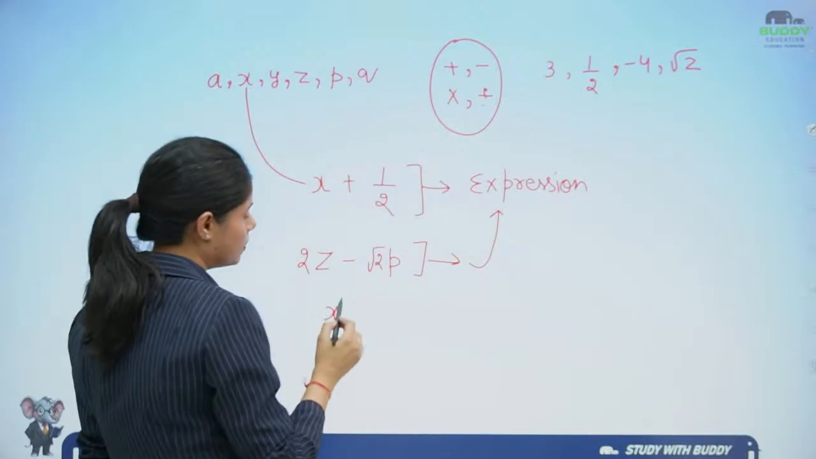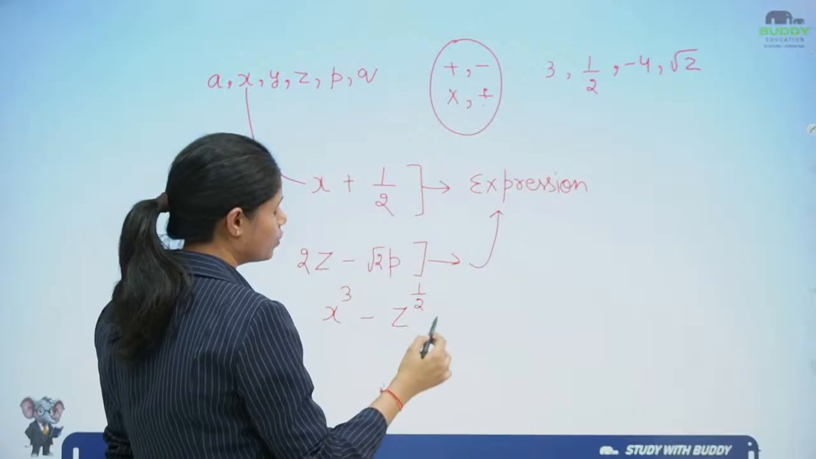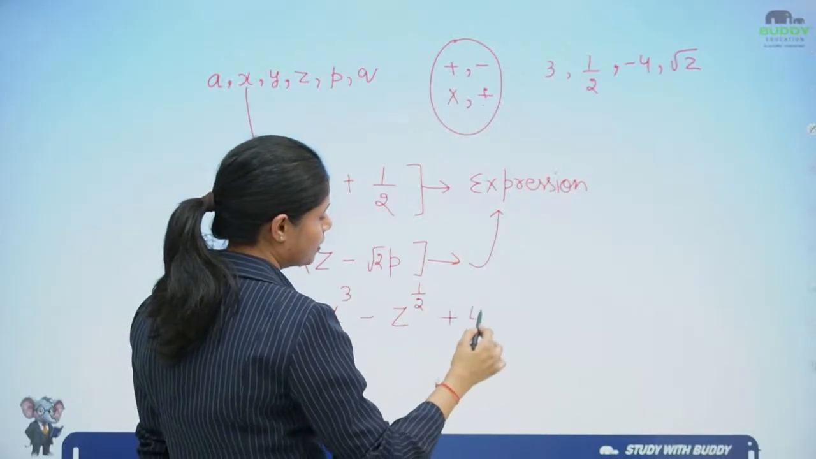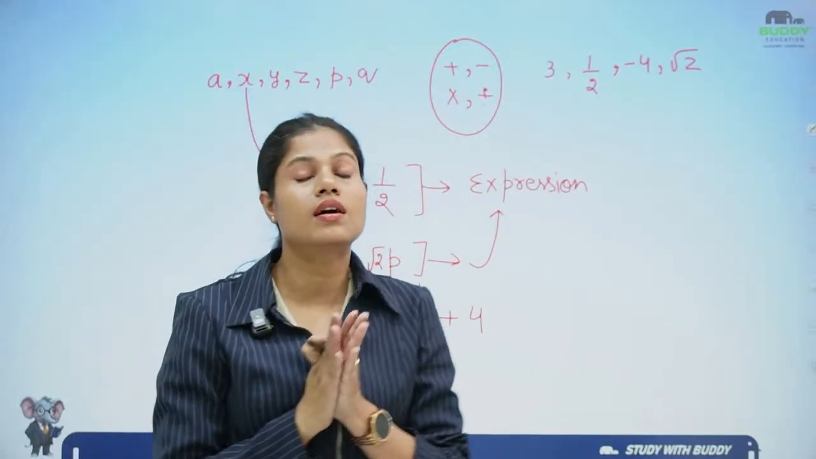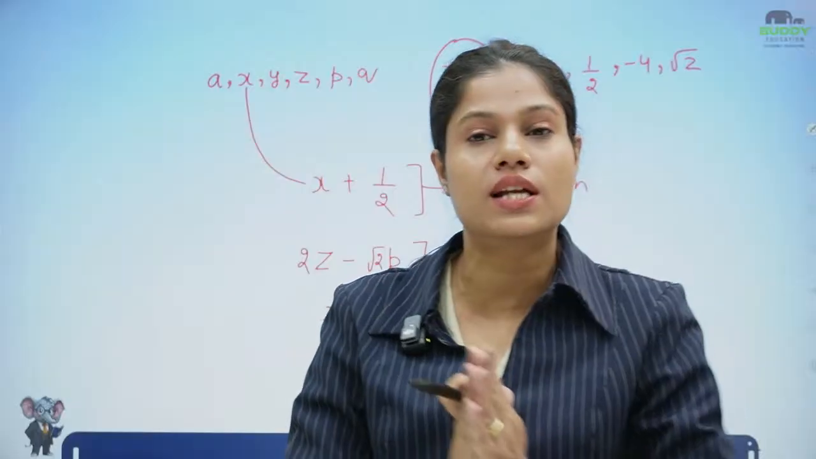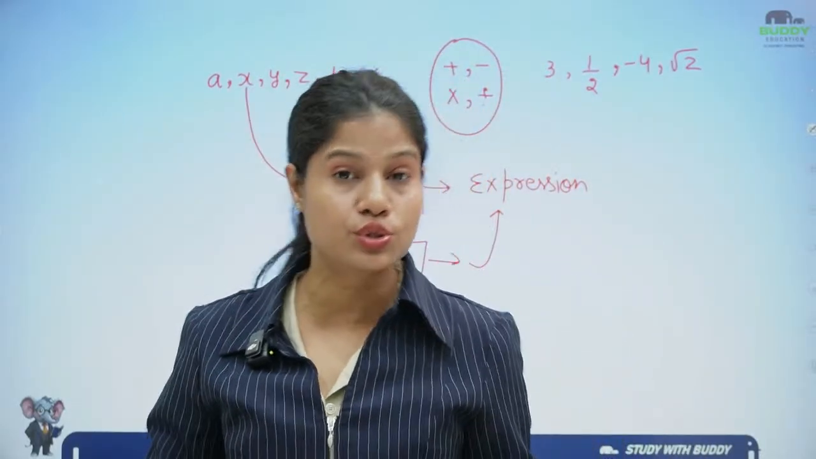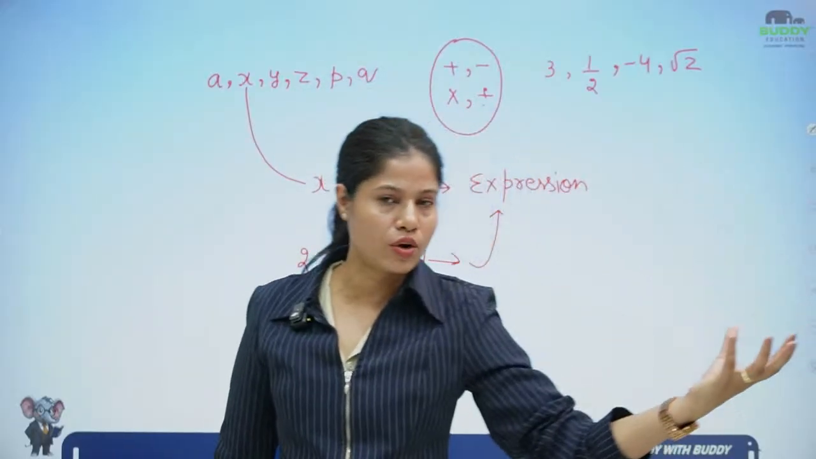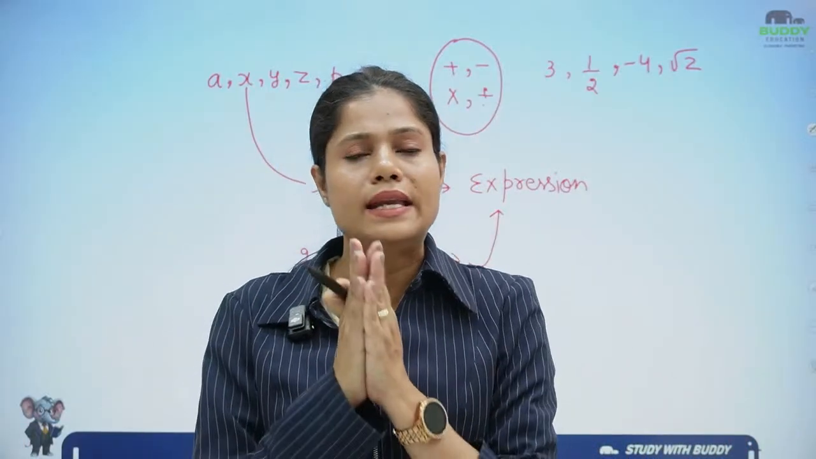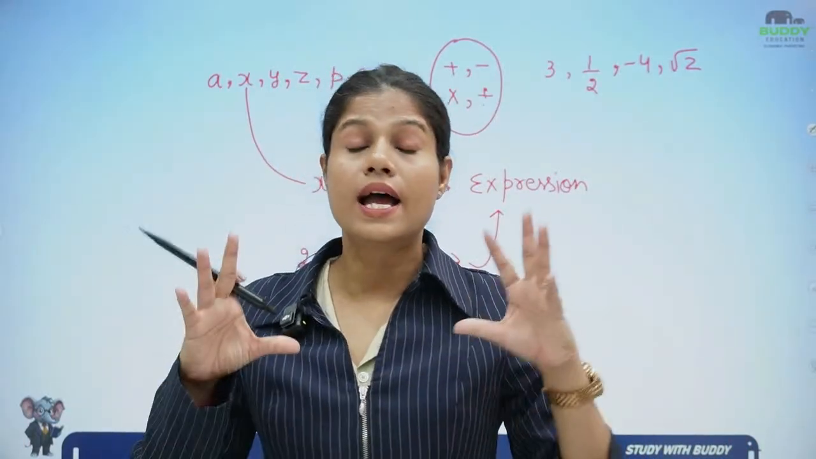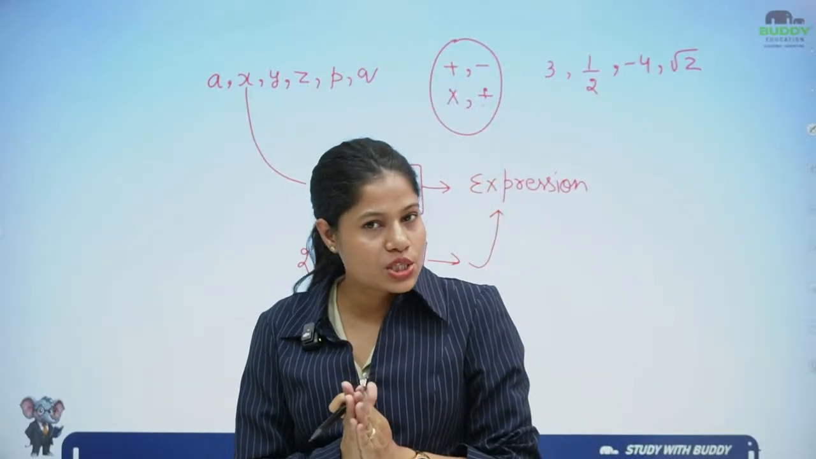Of course it will be. You can take it like x cube minus z raised to the power 1 by 2, and then suppose you have taken a number 4. This is also an expression, right? So the basic definition of expression is clear to all of you: if you want to make an expression, you can combine any number of variables, any number of constants, and use any mathematical operation between them, and that's how we can form an expression, right? So the first definition is clear.